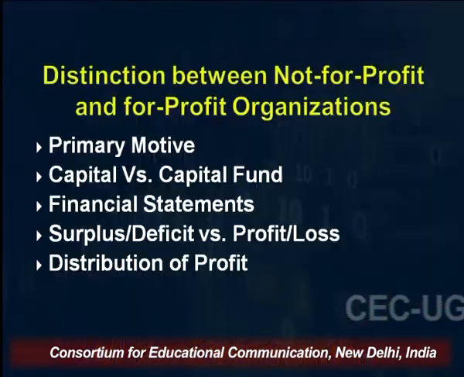Now coming to the third point of differentiation, which is financial statements. For not-for-profit organizations, as I mentioned a minute ago, we keep a receipt and payment account, and we maintain an income and expenditure account and balance sheet. But in the case of for-profit organizations, we have two types: one, those into manufacturing, and the second, those into trading. The set of books for these for-profit organizations, manufacturing and trading, are different.